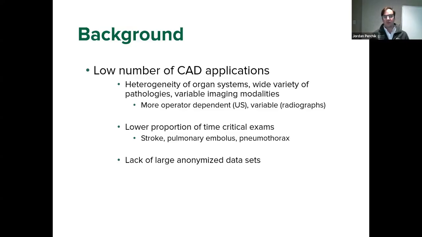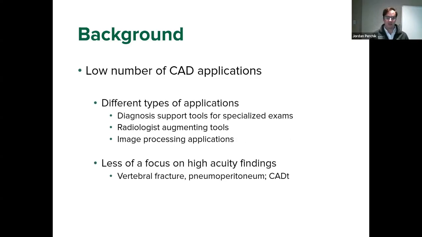And another thing that's limiting us in abdominal imaging is we don't have the same number of large anonymized data sets. And we've touched on this when we talked about why neuro has so many more applications than a lot of the other specialties. That's because they had some of the very early work in these very large anonymized data sets for head CT. And we don't have something really at this point that's equivalent for body imaging.